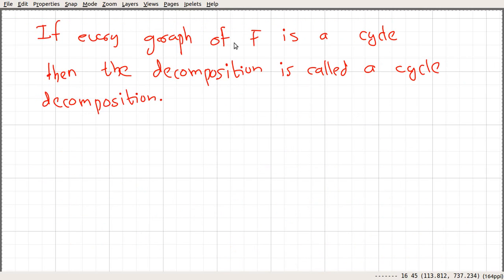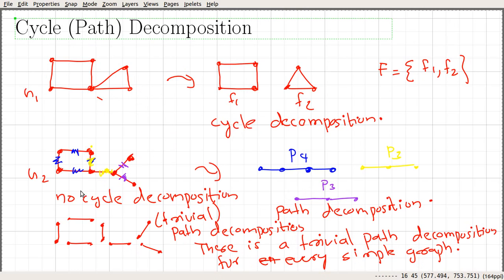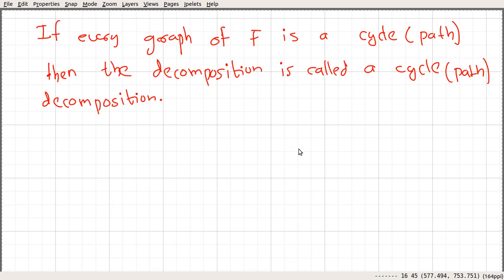And similarly, if every member of F is a path, then the decomposition is called a path decomposition. For example, if you consider this graph, this is a path decomposition and this is another path decomposition. So if every member of the family is a path, then that is called a path decomposition. Let's look into one more example.